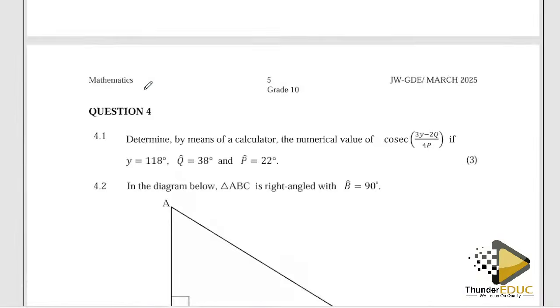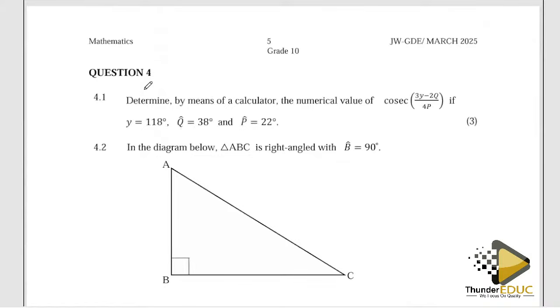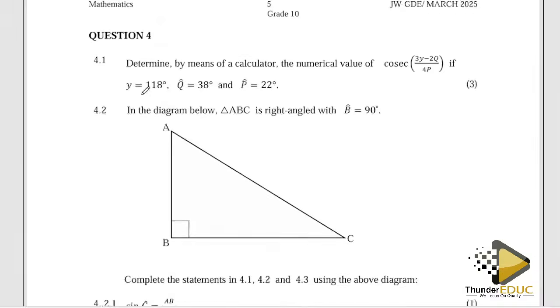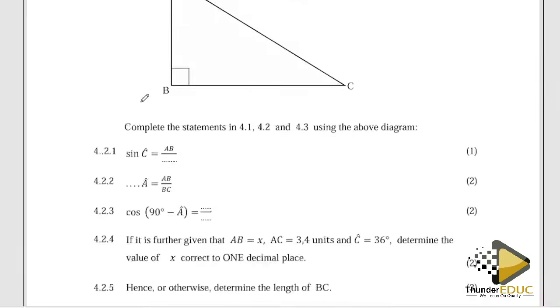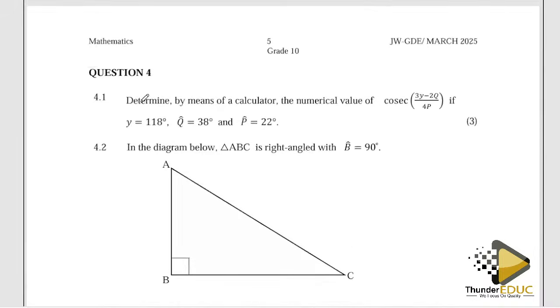We move on. Question number 4, which is the last question, and that is trigonometry. So with this trigonometry, there's something that we need to pay attention to. 4.1, determine by means of a calculator. In other words, our answer now needs to be in this. They want the value of cosec of this whole thing. So this whole thing is not a big deal. The big deal is the cosec.